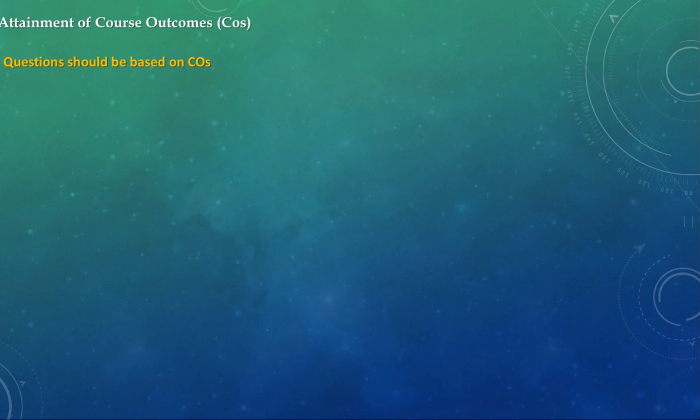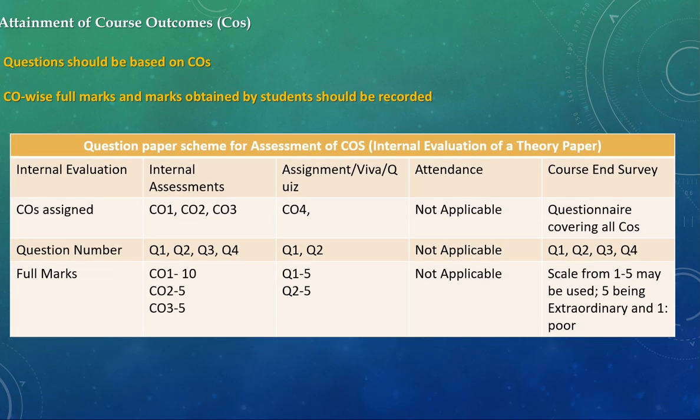Therefore, the question papers that are set for the internal examinations are to be mapped with the COs and based on the COs. And of course, CO-wise full marks and marks obtained by the students should be recorded for flawless calculation of attainment. So this is the scheme of the question paper. This is a model scheme. Teachers may use or follow this scheme for preparing their question papers for the internal examination.